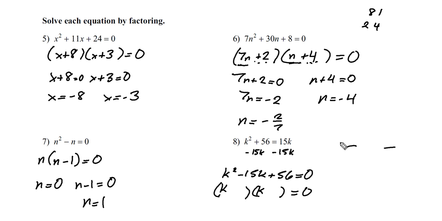Okay, and of course we have different options, but notice when we add them up, we only get negative 15. So there's no point in writing like a negative 28 or negative 2, because when we add those together, we're not going to get negative 15. So that's how we get our binomials, which is k minus 8 times k minus 7. Now set each one of these equal to 0 and solve, and we get 8 and 7.